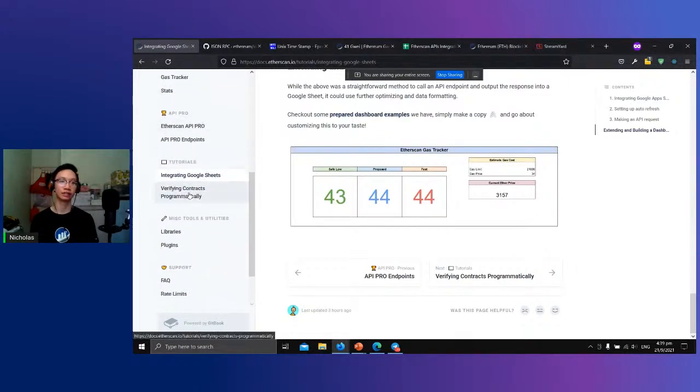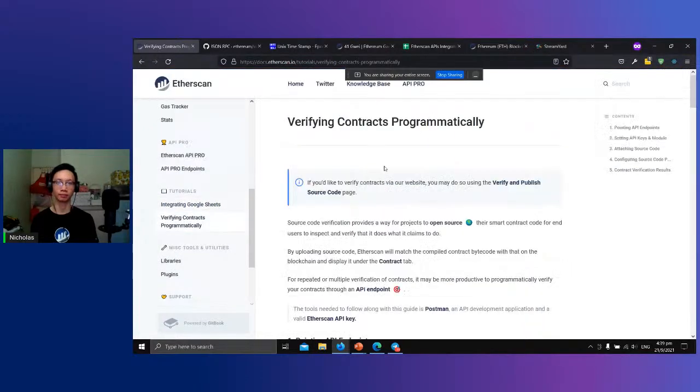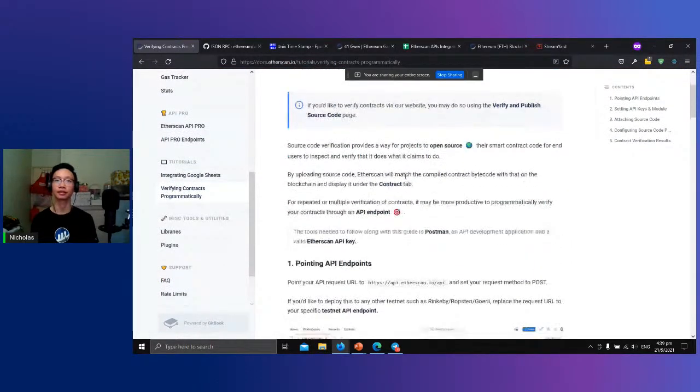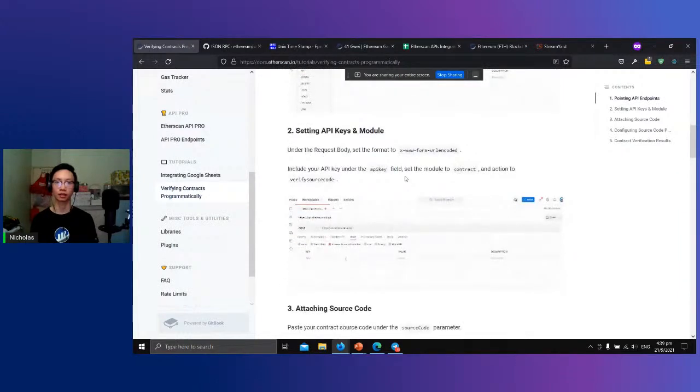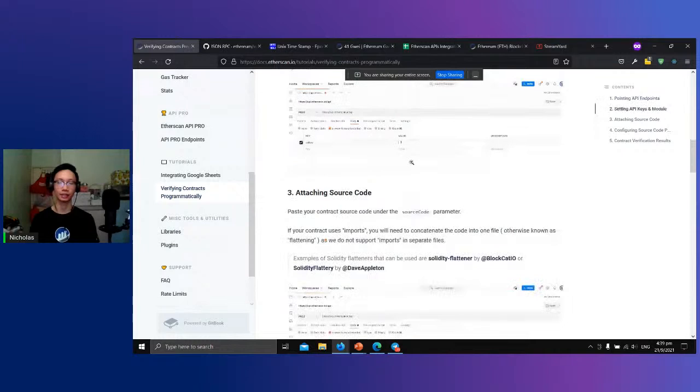And another tutorial we've done also is on verifying your contracts. So this is using Postman if you prefer to do it that way. So essentially from Postman, we hope that you'll be able to understand it and implement it in your own way, in your own languages.